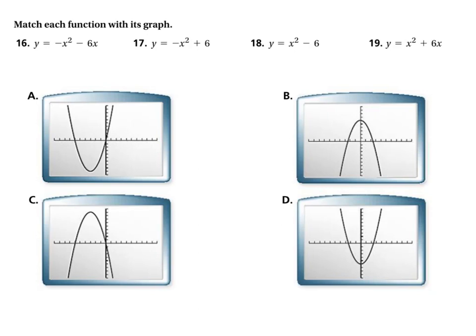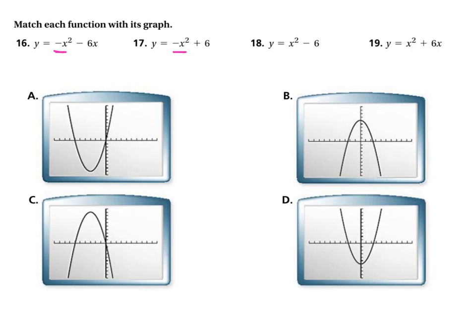All right, match each function with its graph. So I'm going to do a couple of things. I'm going to note some things. Notice that this says negative for number 16 and number 17, the number in front of the x squared, the coefficient of the x squared, says negative. That's going to be when they point downward.